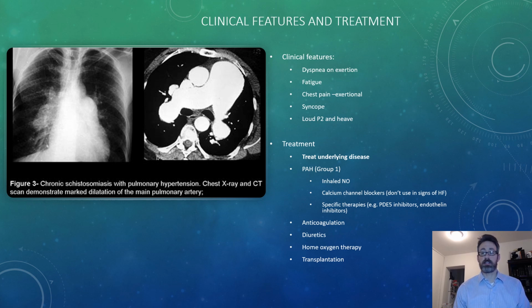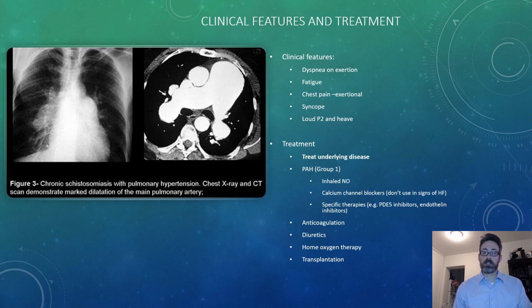Syncope. Again, this could be due to poor cardiac output due to higher pressures in the lungs, not transmitting enough fluid to the left side of the heart. You may have a loud P2 and a heave. The heave is from the right ventricular hypertrophy from the high pressures, and the loud P2 is because you have high pressures in the pulmonary vasculature, which slams shut the pulmonary valve.